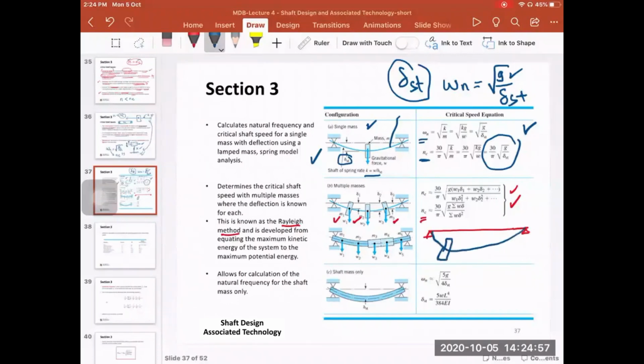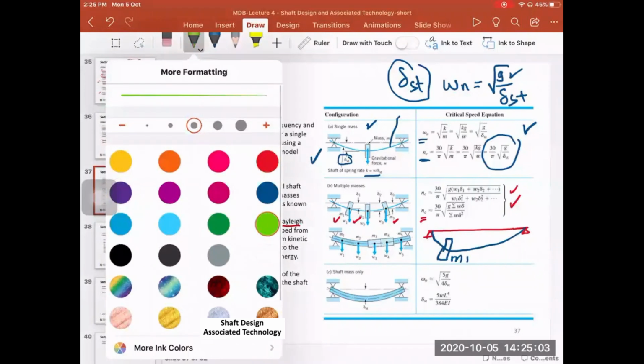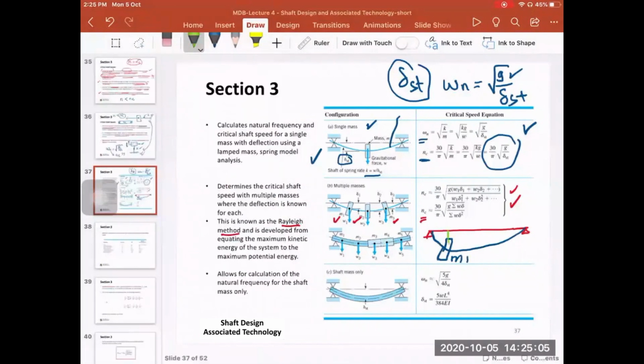Okay, and then this is M1. Considering that we have only M1, we have to calculate the value here of delta 1, the value for delta 2, and then the deflection at delta 3. Okay, so based on only a single mass.